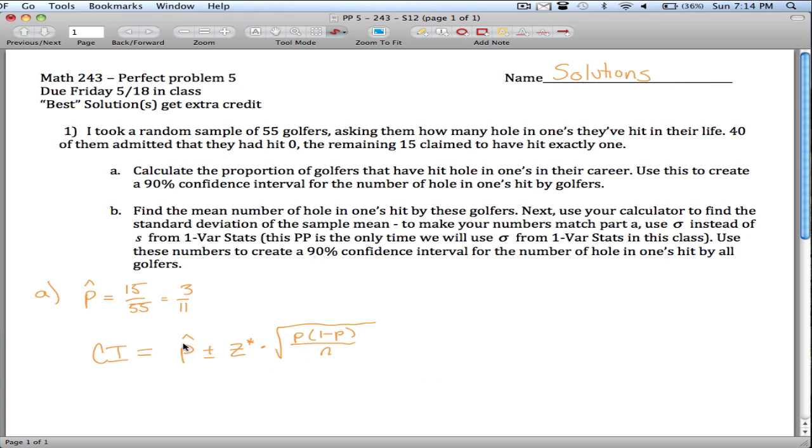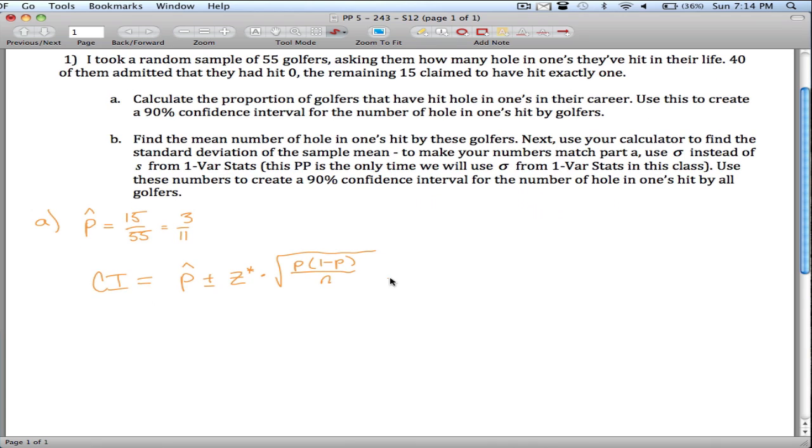P hat is our sample proportion. P is our population proportion. We don't know this, so we use P hat to estimate it. So we'll get 3/11ths plus or minus Z star, which you look up on your Z table. The number corresponding with the 90% confidence interval is 1.645. You multiply that by the square root of 3/11ths times 1 minus 3/11ths, which is 8/11ths, divided by N, which is 55.